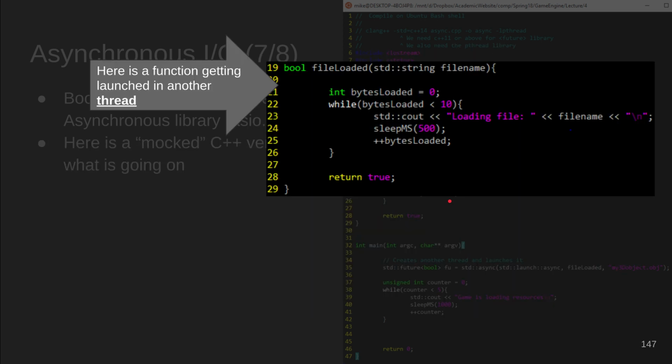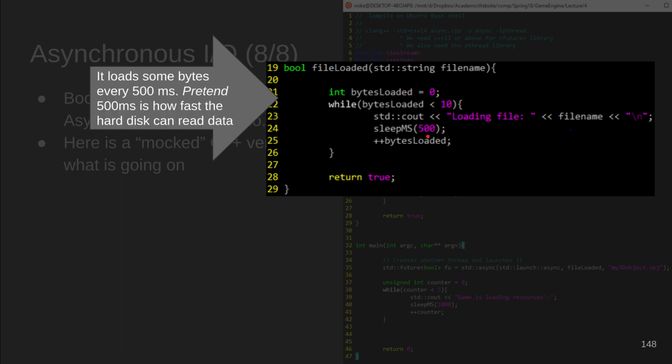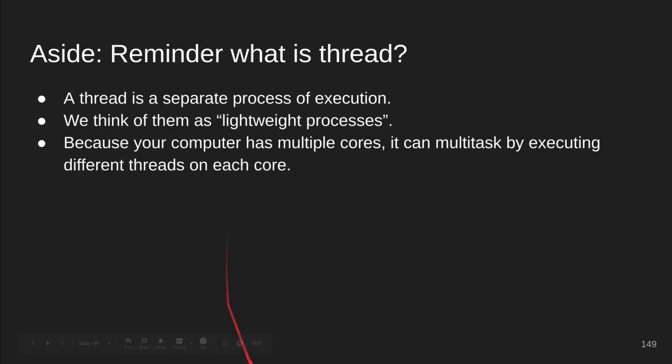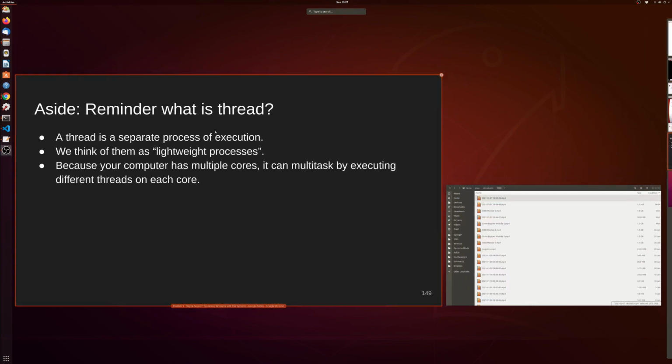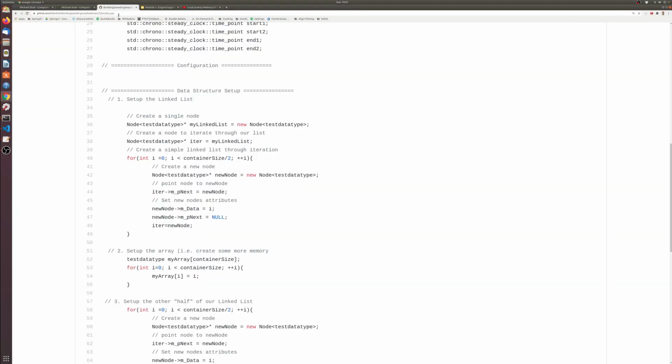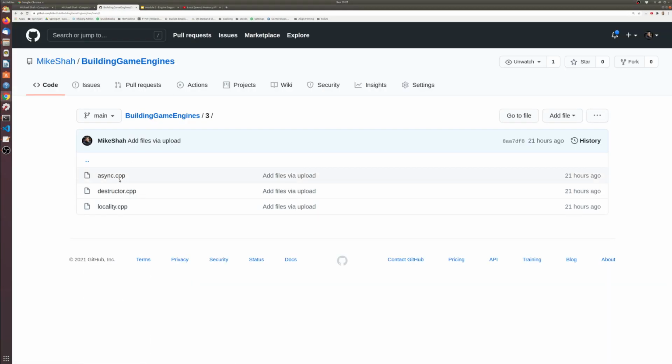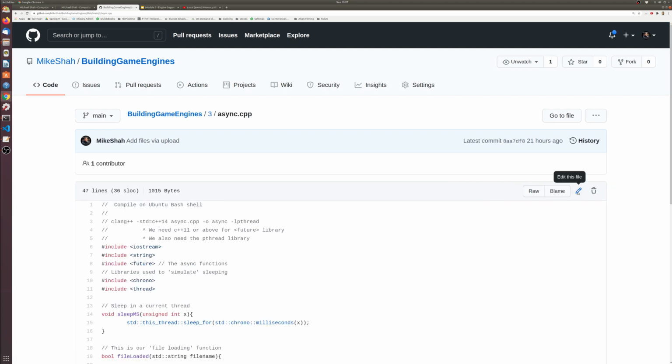Okay, so here's the function getting launched in another thread, this file loaded, which is just loading up some bytes. And it's doing so every 500 milliseconds. We'll just pretend that's how fast the hard disk can read the data. This is just a mocked up example. So if we run this, let me actually run it here. I've got this example in our repo, so I'll copy it over really quickly, if you want the async, just so you can see what it's actually doing.